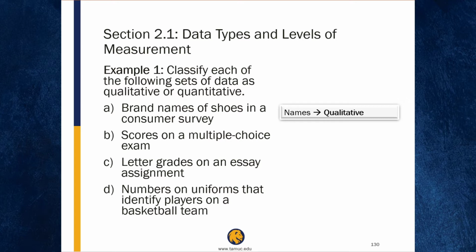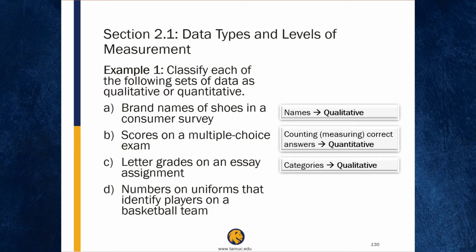On part B, it says scores on a multiple choice exam. Well, this is more like a measurement of how many questions were right versus not right. So it's a counting measurement, the number of correct answers, and so we call it a quantity that measures, and so it's quantitative. On part C, however, a letter grade is not necessarily a measurement, so to speak, as a number. So it's more of a category, A, B, C, D, and so forth. And so that'll be called qualitative rather than quantitative, because it's not, again, a number, it's just a letter grade.